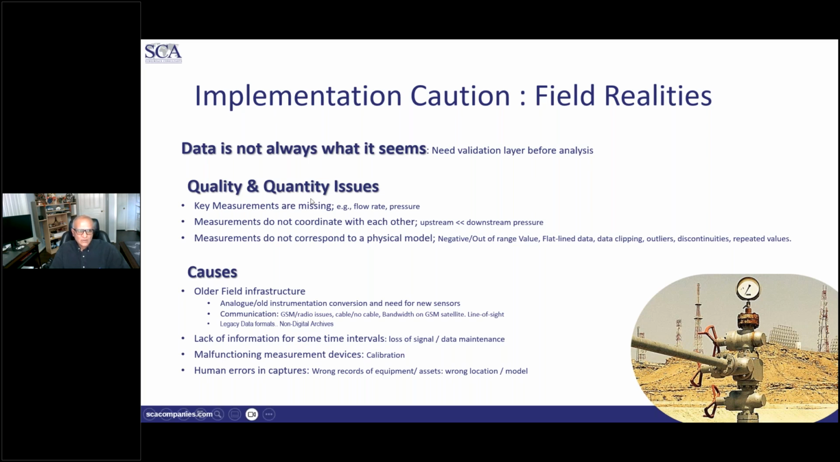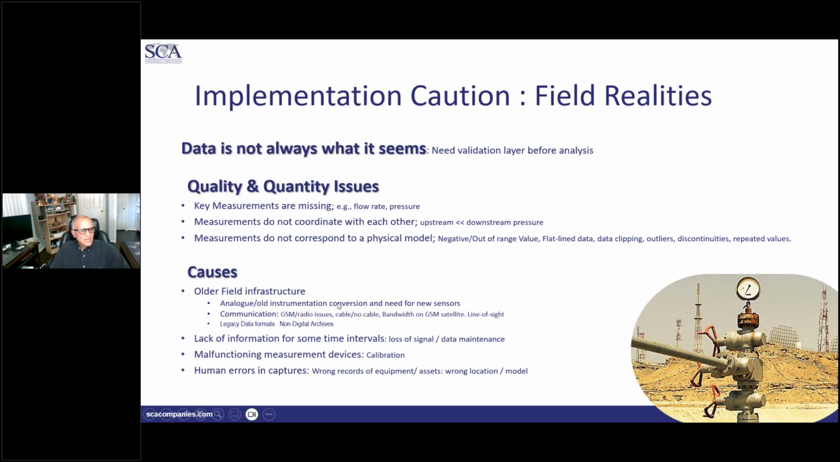Many times we have found that we do not have key measurements. Sometimes flow rate may be missing, some pressure may be missing. Measurements may not coordinate, meaning upstream pressure may be much, much smaller than downstream pressure, or they may not correspond to a physical model. We may have some negative values for pressure measurement, or we may have flat line data. We may have some discontinuities. We may have some repeated values, again, frozen data set, what is called, right?